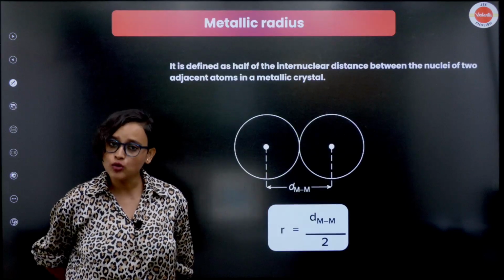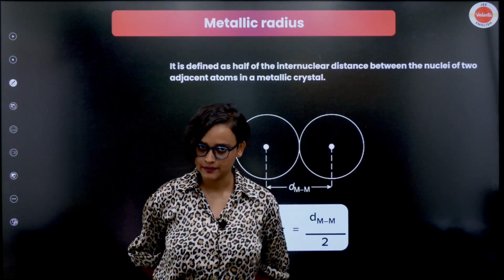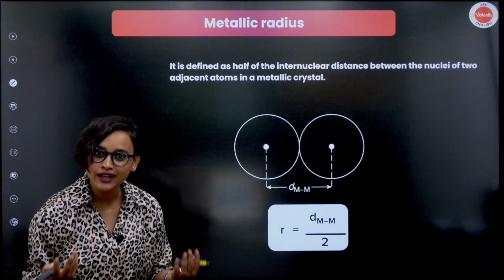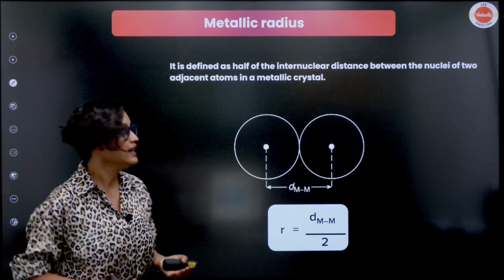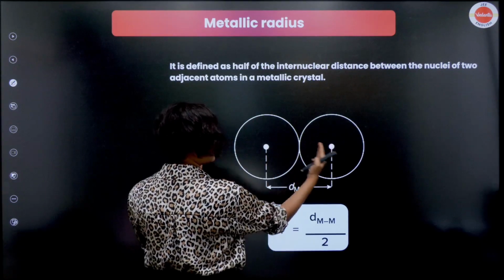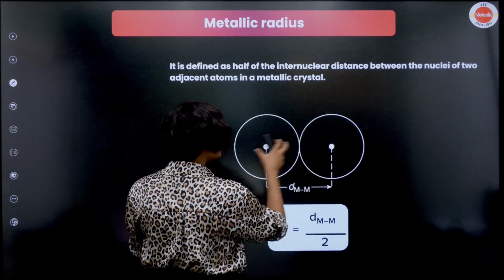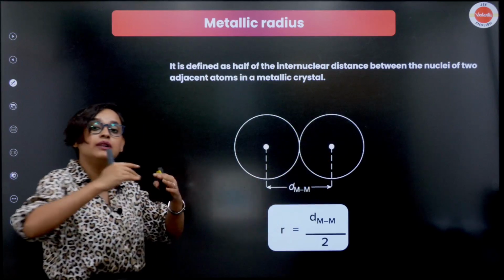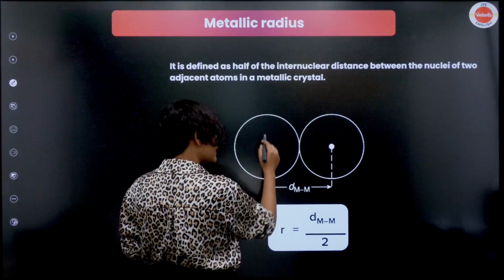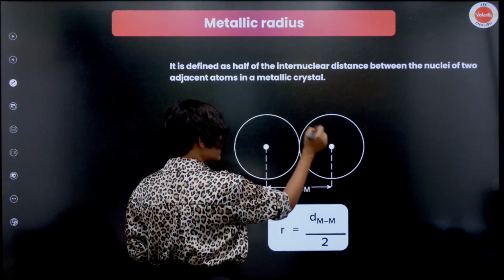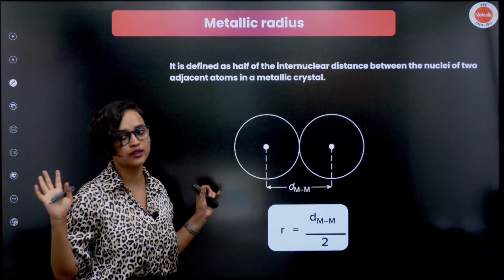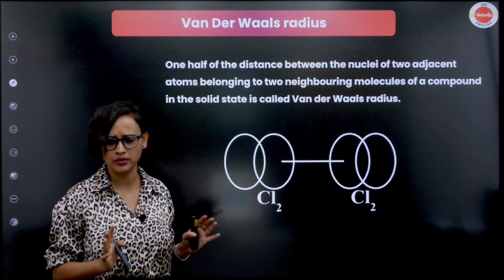Now moving on, what is metallic radius, guys? Metallic radius is measured between metals. It is defined as half of the internuclear distance between the nuclei of the two atoms in a metallic crystal. So if you have a metallic crystal, you take this nucleus and this nucleus, find the distance and then just divide it by 2, and you will get the metallic radius. Metallic radius is very simple, right?